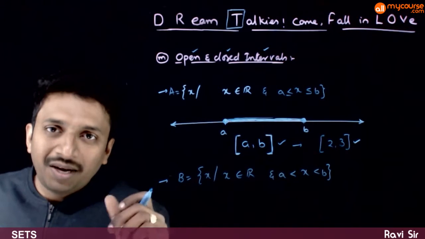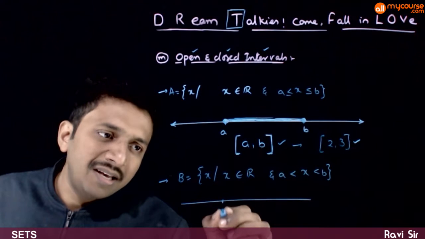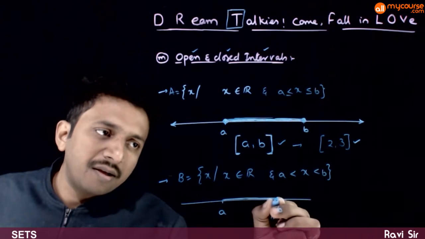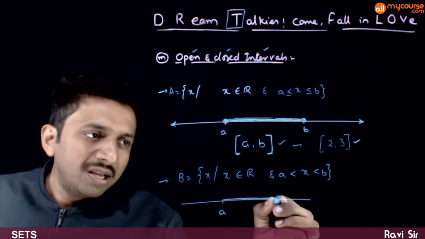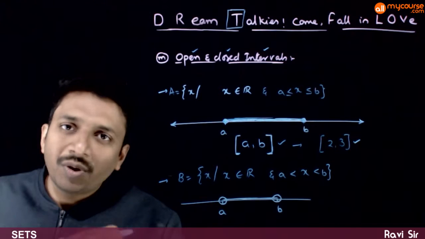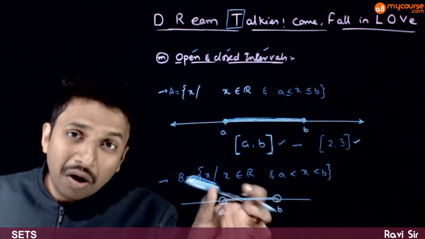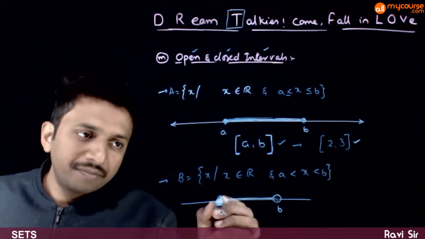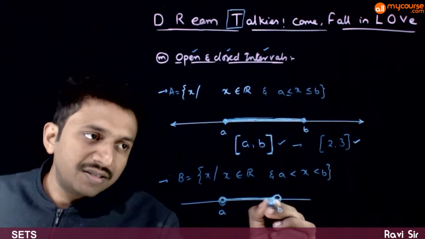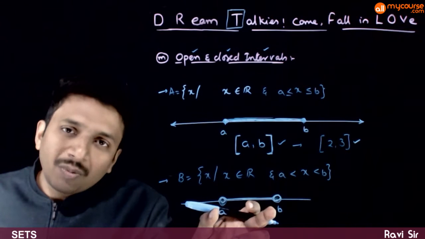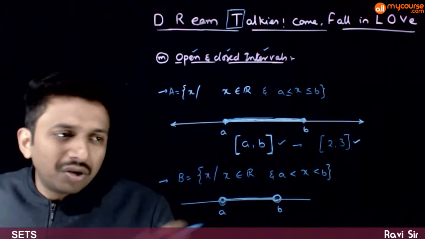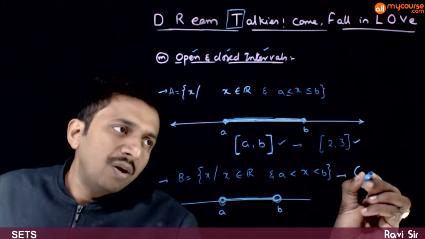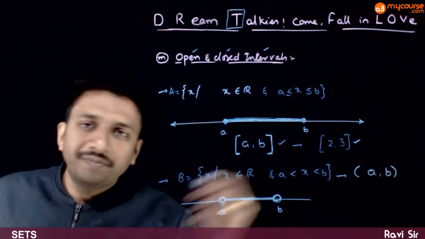If it does not include A and B, that is, if you draw a real number line, you have A, you have B. So assume that you're talking about all the numbers in between A and B, but you're not talking about A and B. So let us denote this by a hollow dot. That means around A, let us take a hollow dot. So now this means that you're talking about all the numbers in between A and B, but you're not including A and B. So this set is represented by open A comma B.